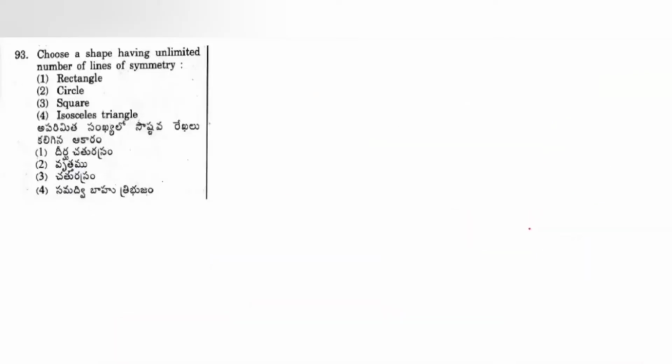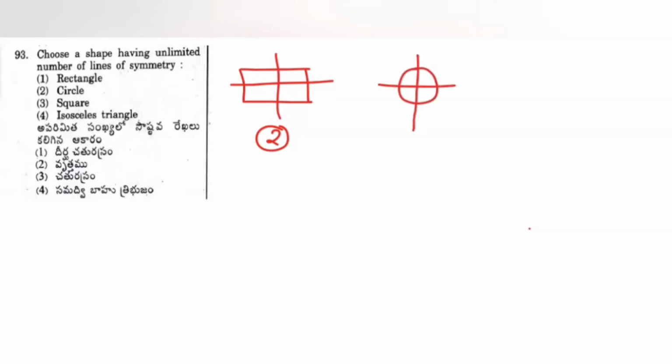Now let us see question number 93. Choose a shape having unlimited number of lines of symmetry. Unlimited means infinite, a numerous number of lines of symmetry. So for example, let us take a rectangle. A rectangle will have only 2 lines of symmetry, one parallel to length and one parallel to breadth. Whereas for a circle, you will have an infinite number of lines of symmetry passing through the center. You can draw any number of lines of symmetry passing through the center. So, our answer is circle.